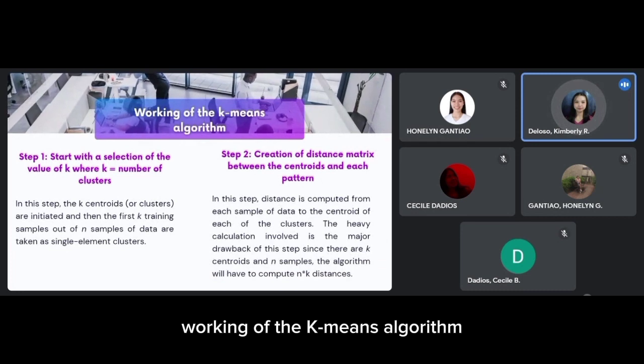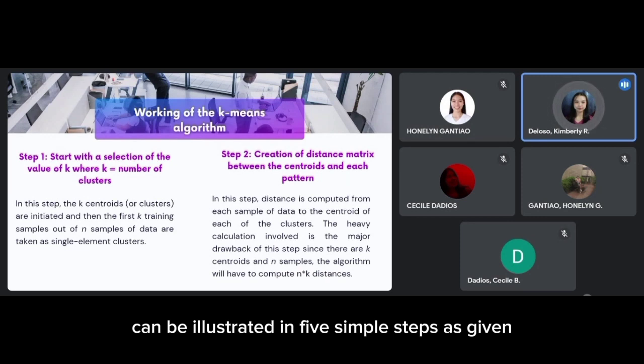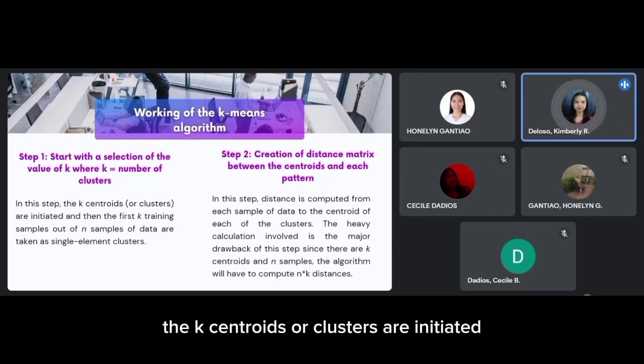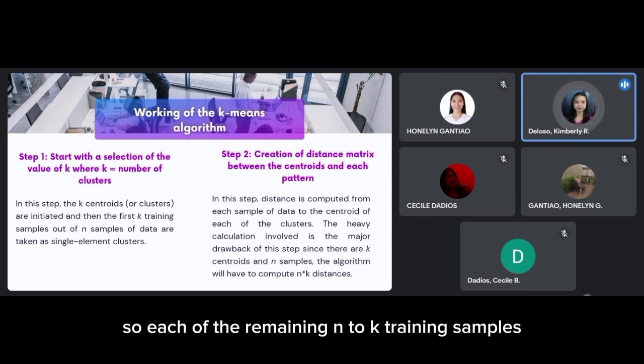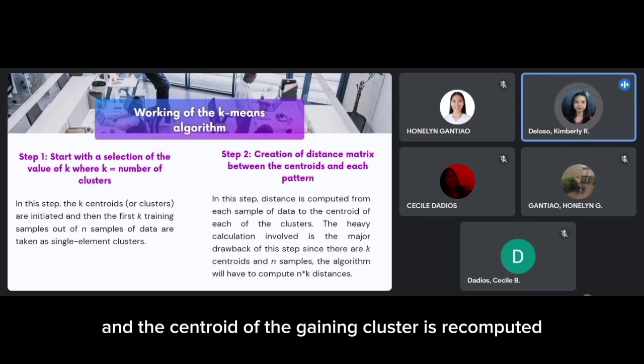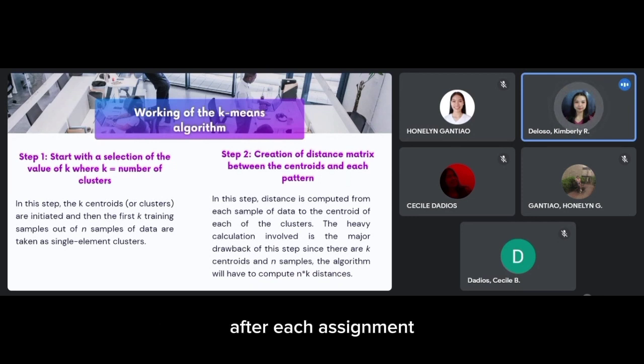Working of the k-means algorithm. The working of the k-means algorithm can be illustrated in 5 simple steps as given. The first step is to start with a selection of the value of k, where k is equal to the number of clusters. In this step, the k centroids or clusters are initiated and then the first k training samples out of n samples of data are taken as single-element clusters. Each of the remaining n minus k training samples is assigned to the cluster with the nearest centroid, and the centroid of the gaining cluster is recomputed after each assignment.